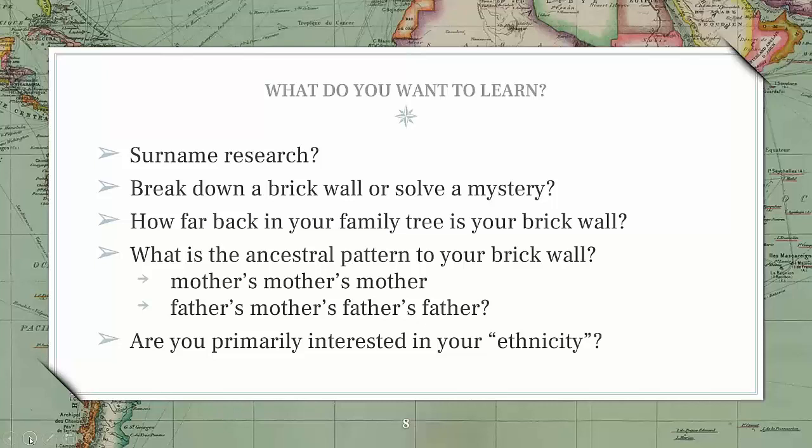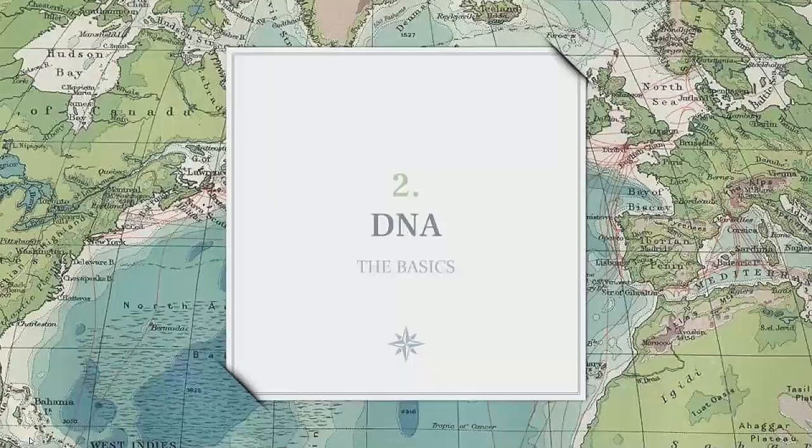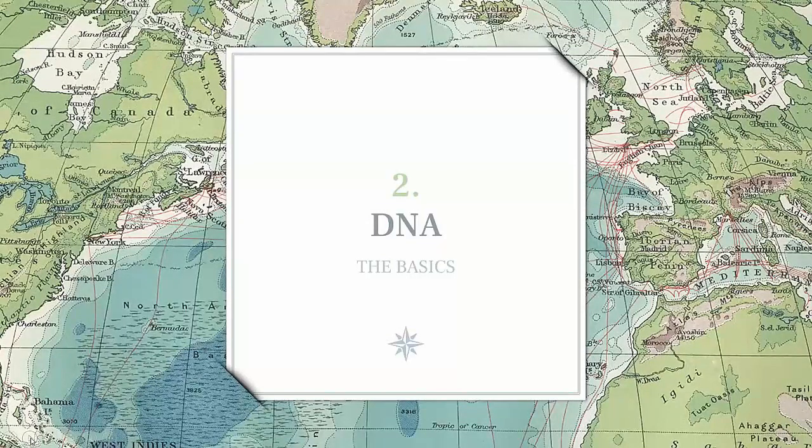How far back in your family tree does your brick wall go? What's the ancestral pattern going back to that brick wall? Does it go through your mother's line or father's line, or does it zigzag in between? Or maybe you're just primarily interested in your ethnicity, and so that might be a question. And sometimes the ethnicity can be helpful. In my case, most of the time it has not been as helpful as I would have liked, but it certainly is another clue. So we do have to talk about DNA and some of the basics just to explain how you can use those in real life cases.